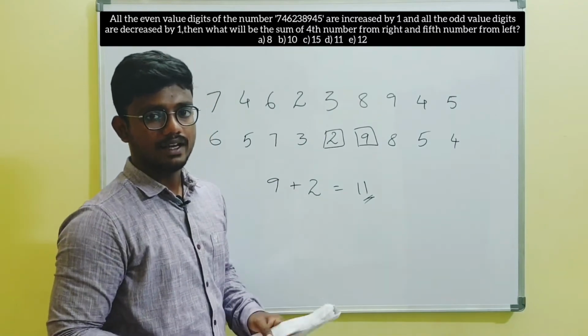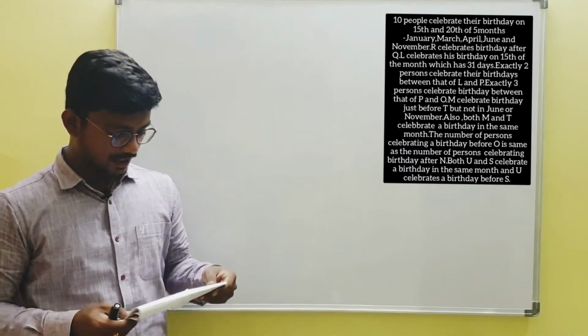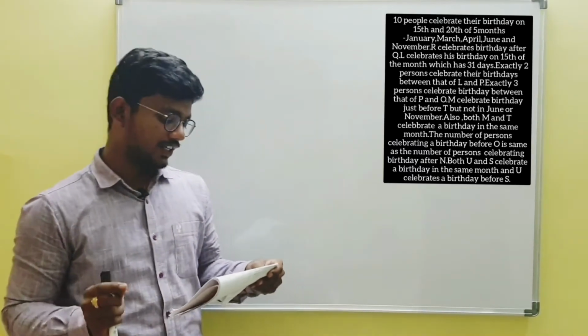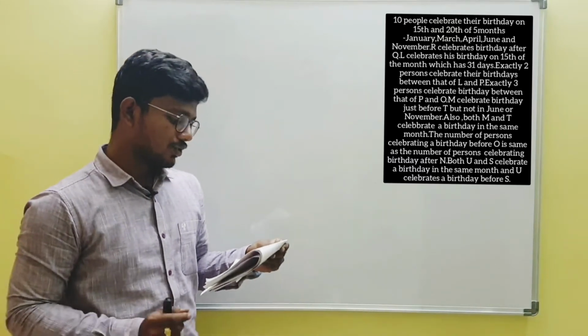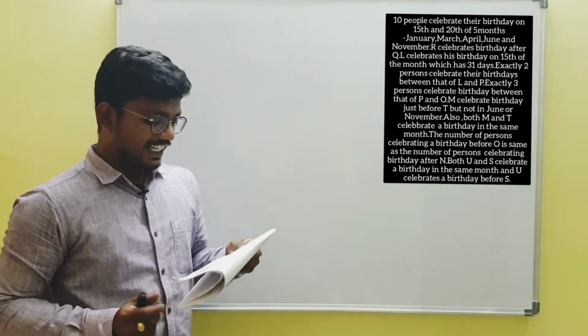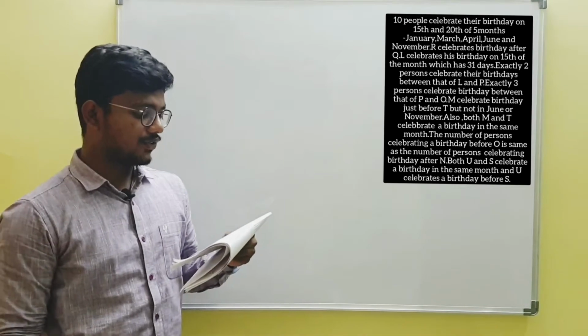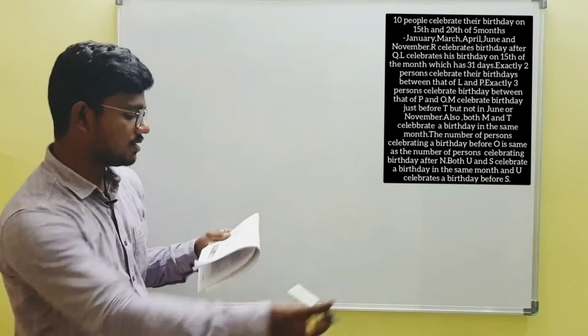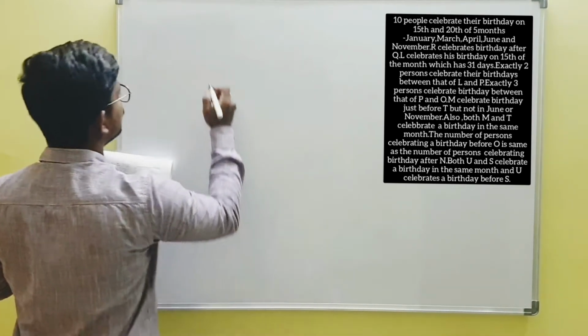11 is my answer. Here it is a seating arrangement from 21st to 25th questions. The given seating arrangement is, 10 people celebrate their birthday on 15th and 28th of 5 months, January, March, April, June and November.